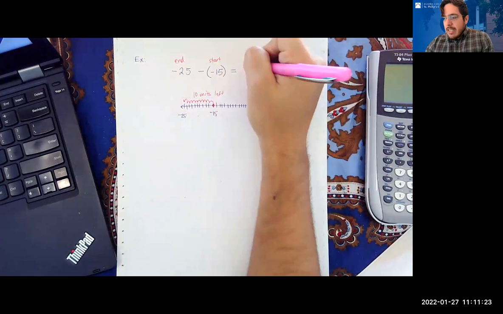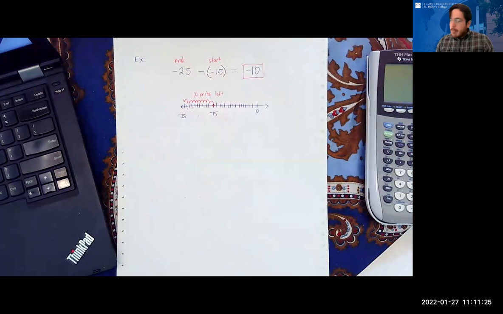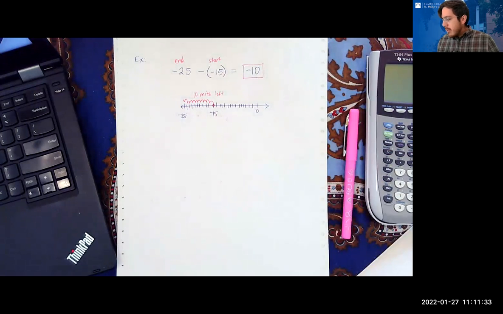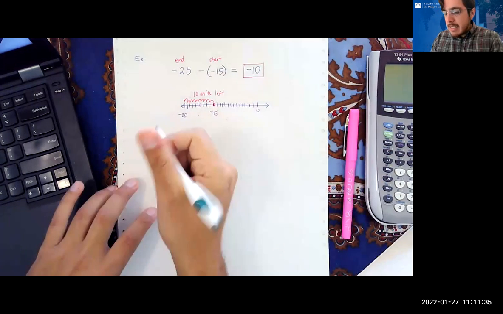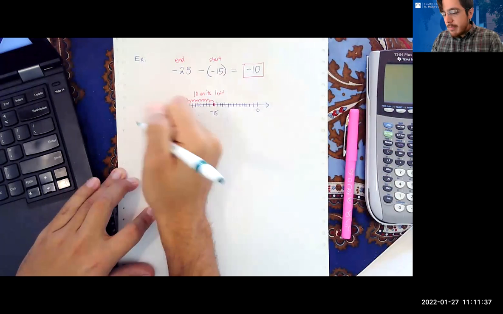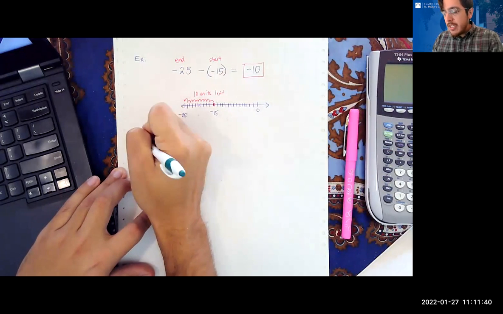So we should get negative 10, right? So that works, but it just becomes cumbersome. It takes too much time that we don't have, right? So instead of doing that, what we can do instead is use a method called keep, change, change.